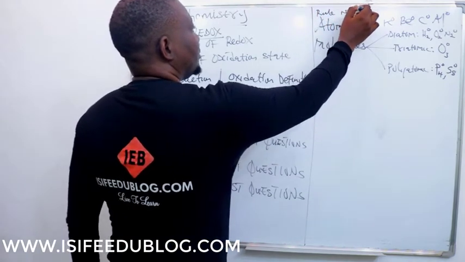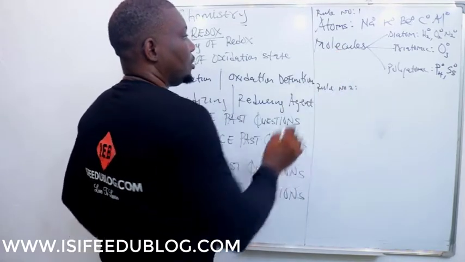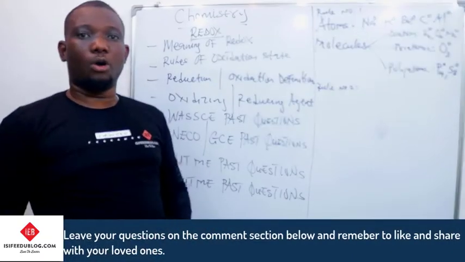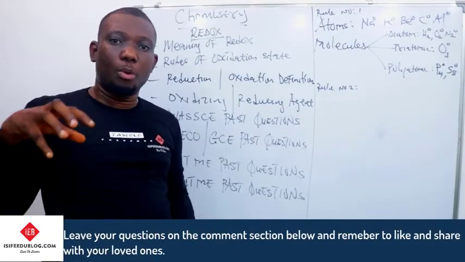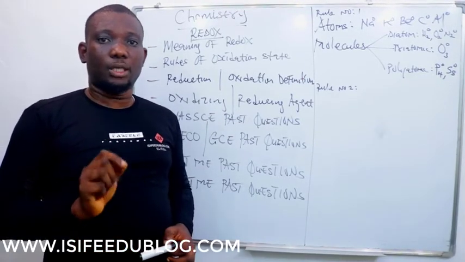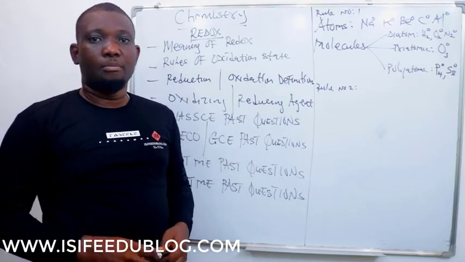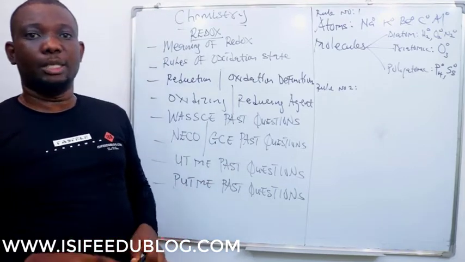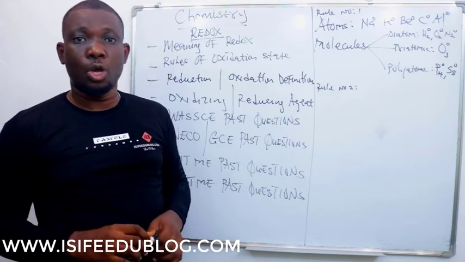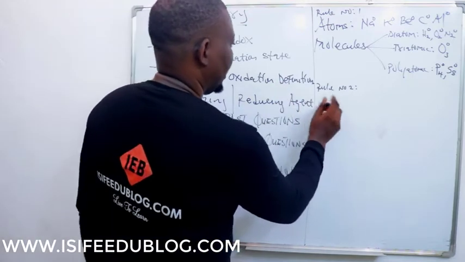Rule number 2: the oxidation state of oxygen in its combined state or compound is equal to -2. Oxygen is -2 when it is combined with other atoms of elements. But there is an exception to that rule, which is that in peroxide, the oxidation state of oxygen is not -2, but -1. I'll give an example of that rule immediately.